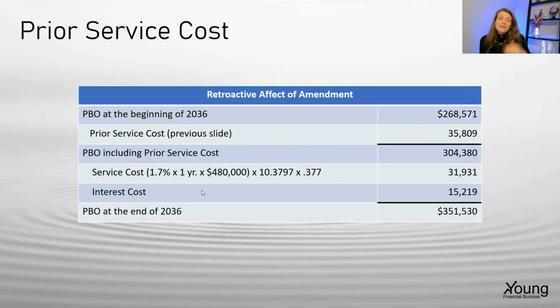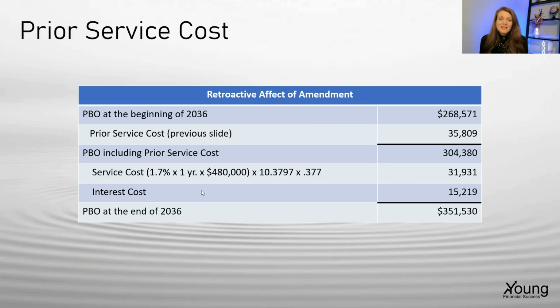And now they say, wait, we actually need to add that prior service cost. Now that we've bumped up the percentage, we need to add the $35,809. So now our projected benefit obligation at the beginning, when we include that prior service cost, is $304,380. Then we're going to add one more year of service because we're getting to the end of 2036. So we're going to take the 1.75 times another year, the year 2036, times the 480 she's expected to make by the time she retires. So that gives us what we need each year during her retirement.